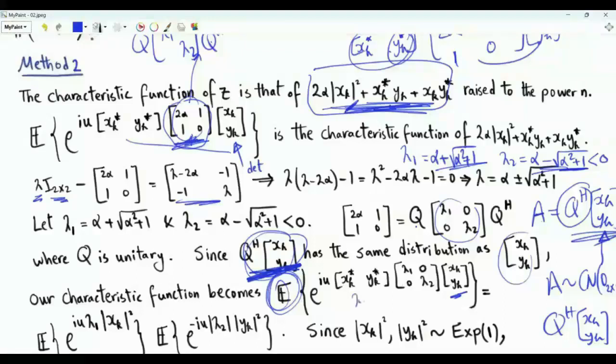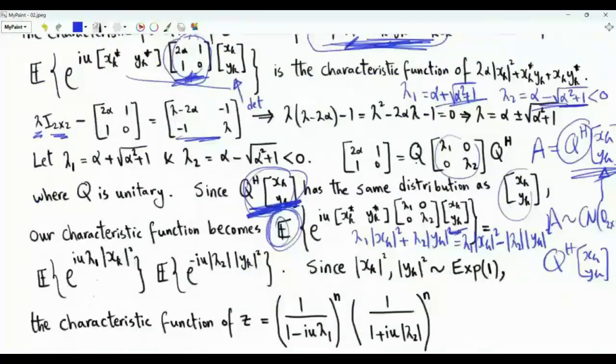Now, the quadratic form is just lambda 1 times the magnitude of xk squared plus lambda 2 times the magnitude of yk squared. Or we can write this as lambda 1 times the magnitude of xk squared, minus the absolute value of lambda 2 times the magnitude of yk squared. Since xk and yk are independent, the expectation can be split into a product of two expectations.